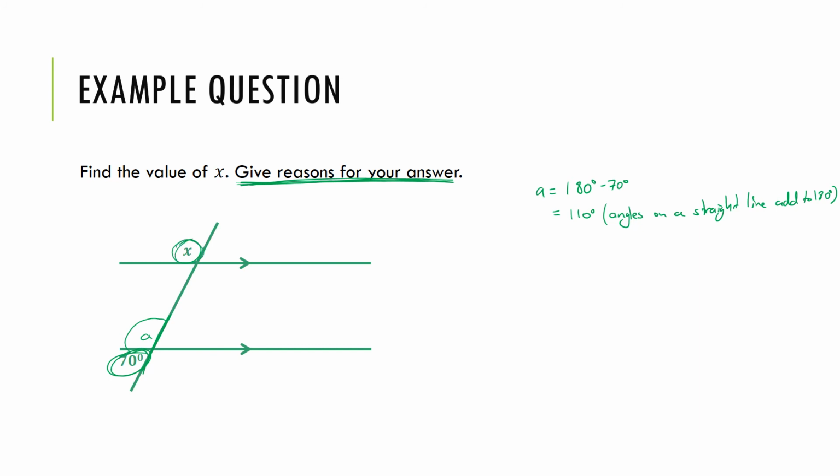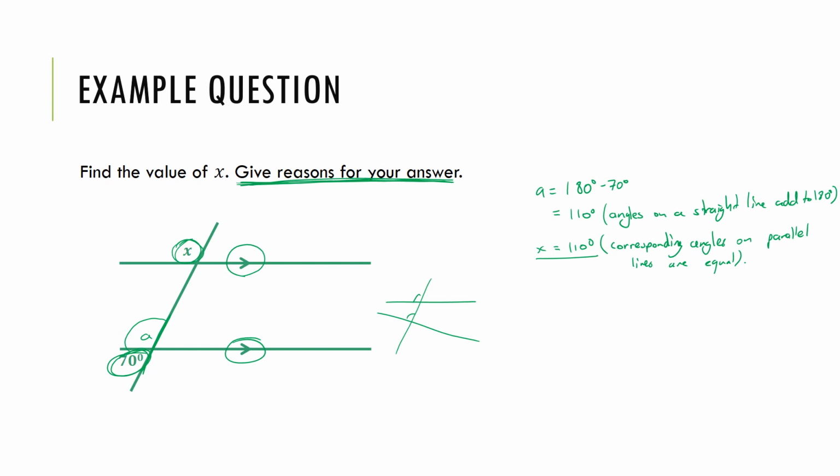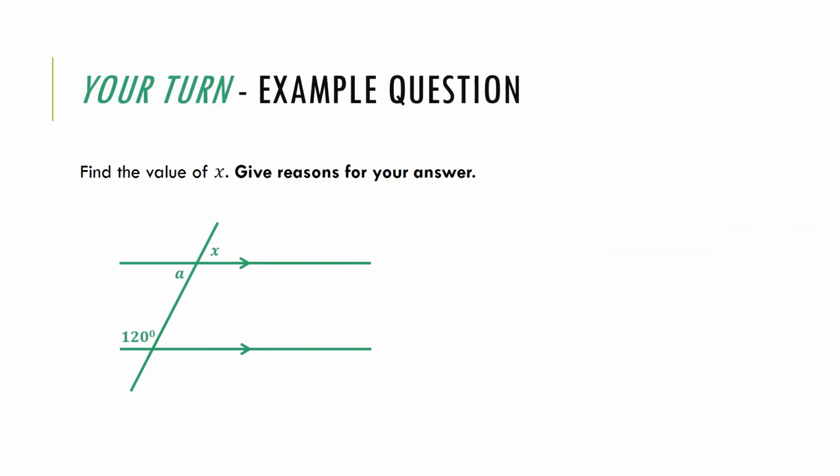Now we want to get to x, and we can say that x is 110 degrees because they are corresponding angles, but it's very important that we also note that they're parallel lines. Because corresponding angles, remember, if the lines aren't parallel, these two angles aren't actually going to be the same size. So we can say corresponding angles on parallel lines are equal. And there you go, we've proved that x is 110 degrees. Now it's your turn, have a go at this question.